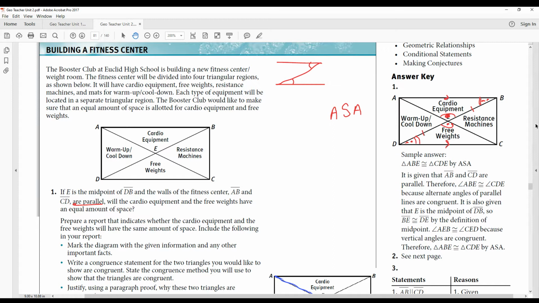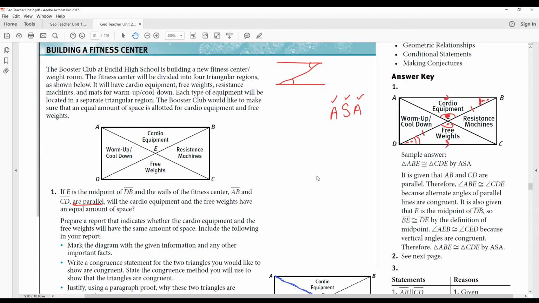So we've just gone through the thought process that you have to go through in order to prove two triangles congruent. And with that thought process, you would be able now to write your report. It says mark the diagram. We've done that. Write a congruent statement for the two triangles. Okay, we haven't done that yet. So, well, they've done it right here.